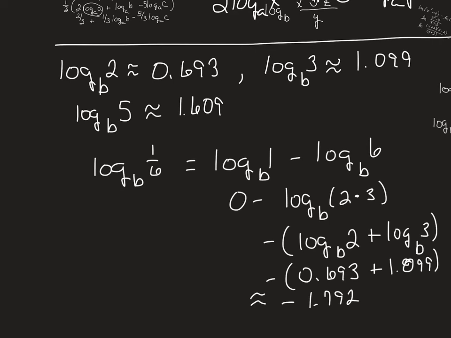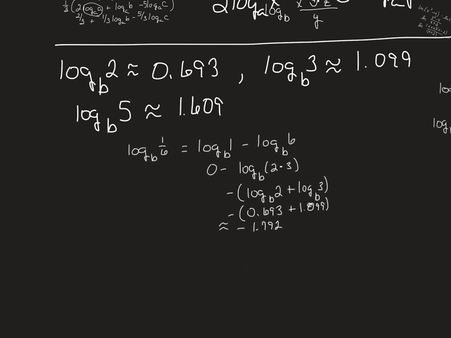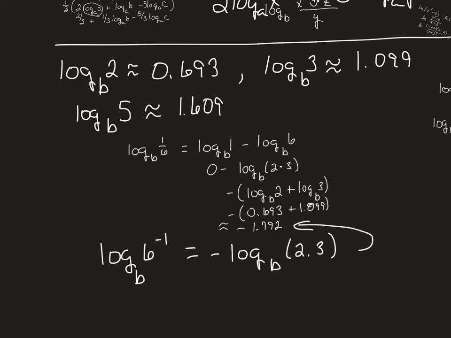The other way that you could do that, and I won't work through the whole thing, is we could look at this as the log base b of 6 to the negative 1, which becomes a negative log base b, and then we could do the 2 times 3, and that gets us right back to where we were on the previous problem. Okay? One more.